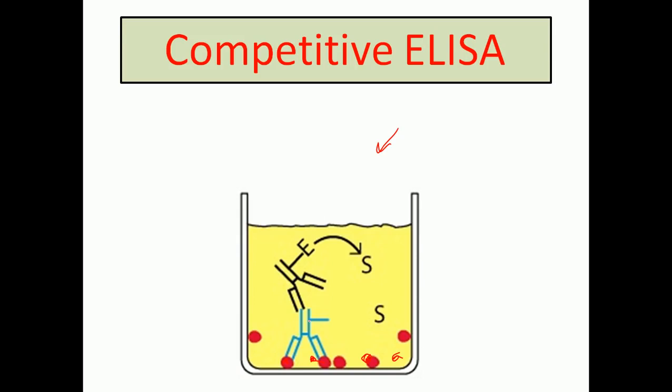Now the best thing about ELISA is that it is not only qualitative. As you can see, we can detect the presence of antigen, we can detect the presence of antibody. But the best thing about ELISA is that it is quantitative in nature. That means we can actually tell how much antibody is present in the sample, how much antigen is present in the sample for a particular disease. And that is the most important point.